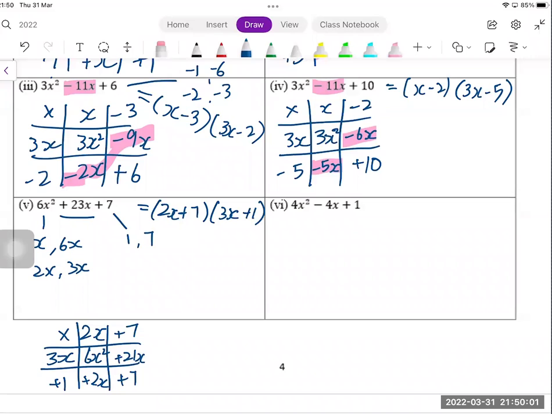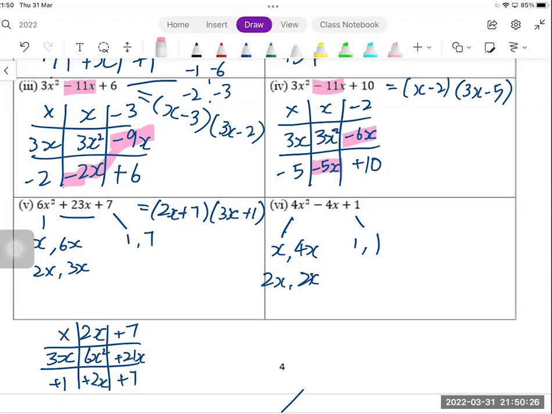Okay, this part can follow? Yes. Okay, so let's try another example together. Okay, 4x squared minus 4x plus 1. So same thing. Okay, this one can be tried as x times 4x or 2x times 2x. Okay, this one's simple. There's 1 and 1. So if you have 1 and 1, there isn't much to try.